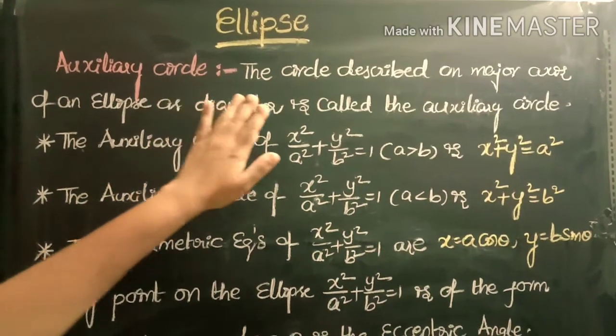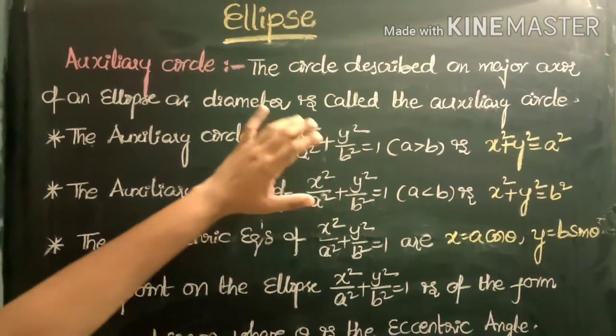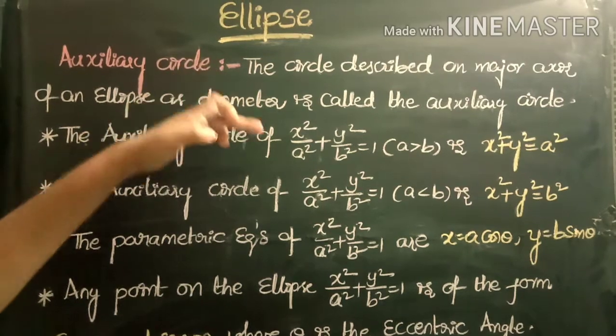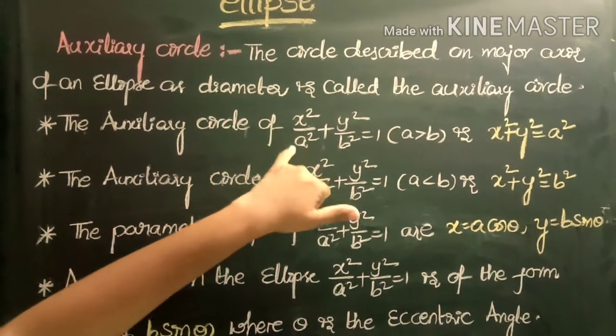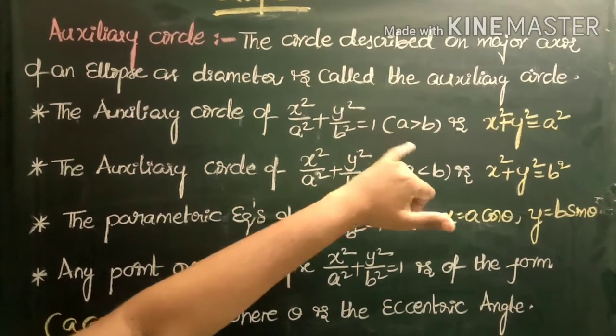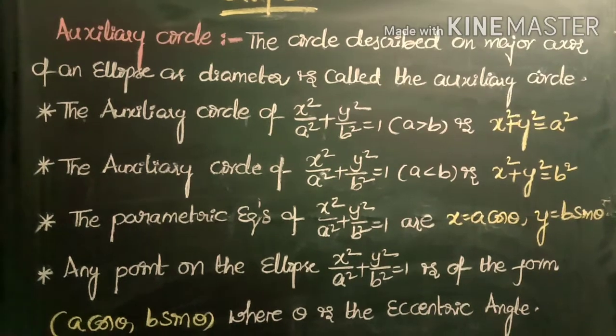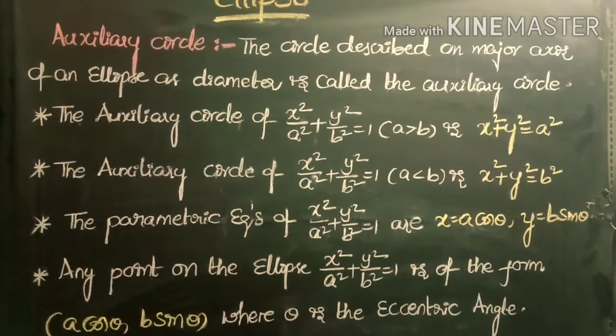Auxiliary circle. The circle described on the major axis of an ellipse as diameter is called the auxiliary circle. That is, we are drawing the circle by taking the major axis of this ellipse as the diameter. The auxiliary circle of x square by a square plus y square by b square is equal to 1, when a greater than b, is x square plus y square is equal to a square. In case of a less than b, the auxiliary circle equation is x square plus y square is equal to b square.